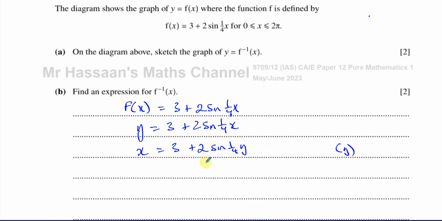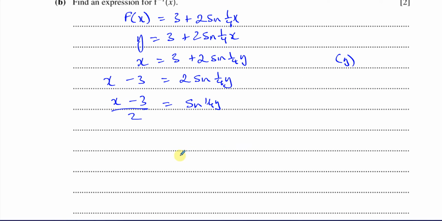So first of all, let's isolate the y term. Let's subtract 3 from both sides. So we have x minus 3 equals 2 times sine of a quarter y. And then we can divide both sides by 2. So you end up with sine of a quarter y is equal to x minus 3 over 2. Then we can take the inverse sine of both sides. So I'll write this on this side. The inverse sine of sine of a quarter y will leave us with a quarter y. It's like they cancel out. And you'll have the inverse sine here of x minus 3 over 2.